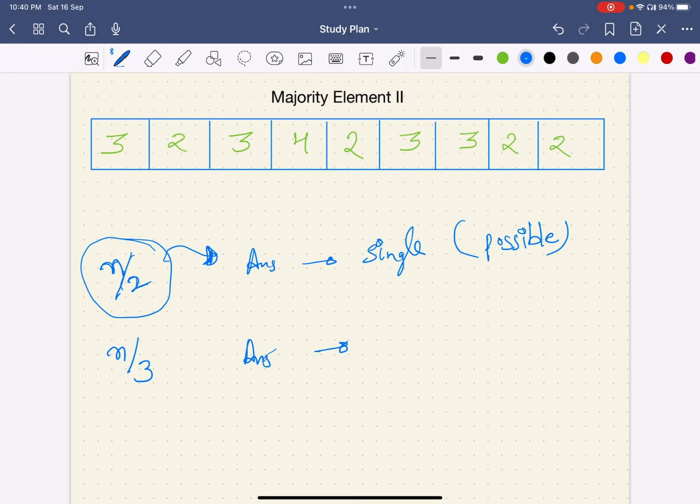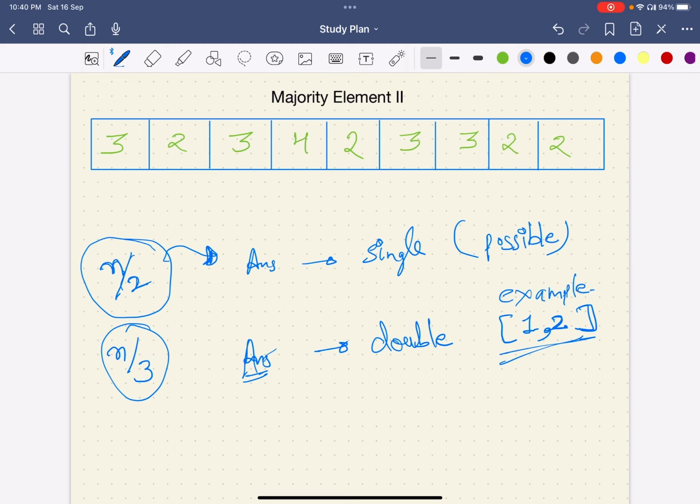In n by 3 times, if any elements are present more than n by 3 times, there are only 2 possible elements. Maximum 2 elements can be returned, something like 1, 2 for example. So you got this: if we have to figure out elements more than n by 2, there is only a single answer possible, and for n by 3 times, 2 elements can be the answer.